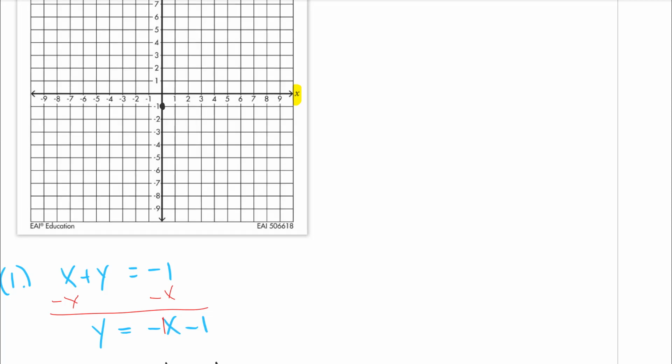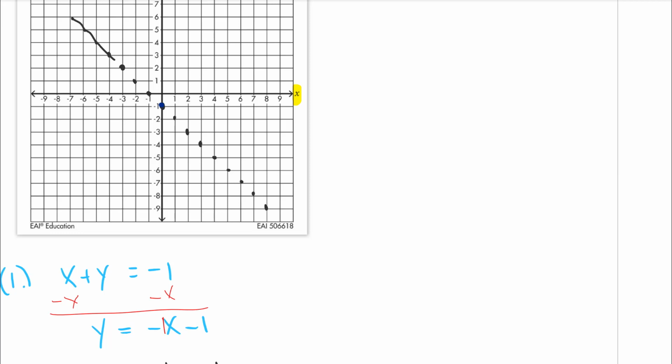Since our slope is negative 1, or better yet, negative 1 over 1, like I said, I can go up and to the left. And I can keep doing this where I keep going up and to the left 1. Or what I could do is from that y-intercept, I can go down 1 and to the right 1. So I'm counting. How do I get to the next point here? By going down and to the right 1.